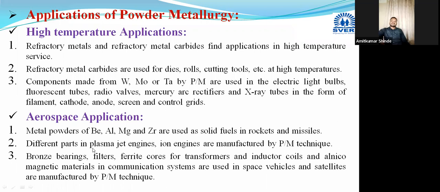Then different types of bronze bearings, filters, ferrite cores for transformers and inductor coils, then alnico magnetic material. Okay, different kinds of materials are there, and these materials are used in space vehicles or satellites. All these are manufactured by powder metallurgy technique only.